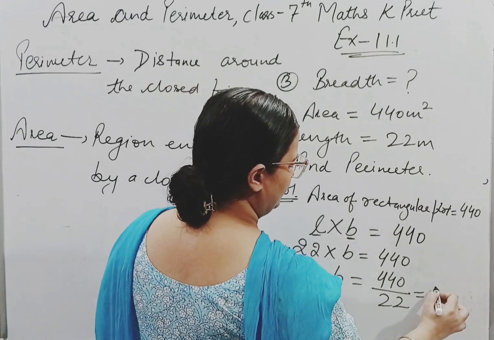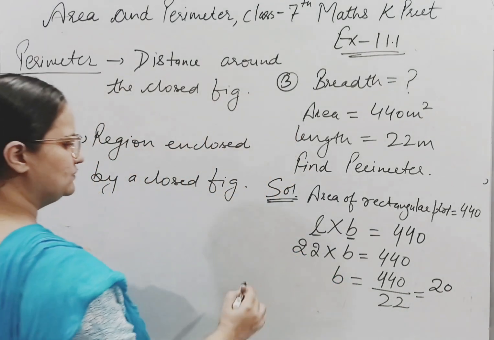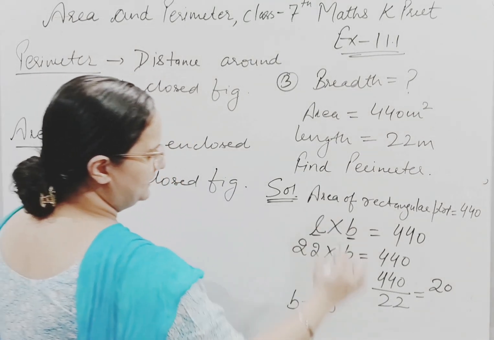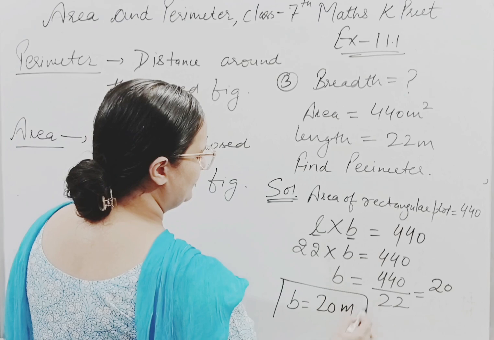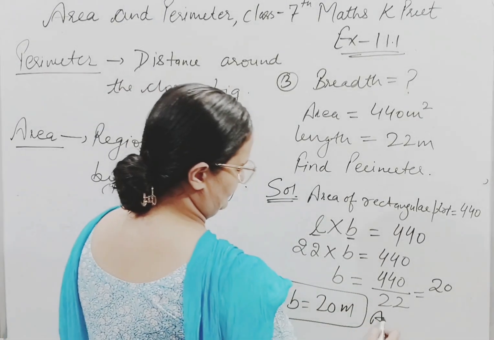So breadth will be 20 meter. So breadth is what? 20 meter. This is the value for breadth. This is our one answer.